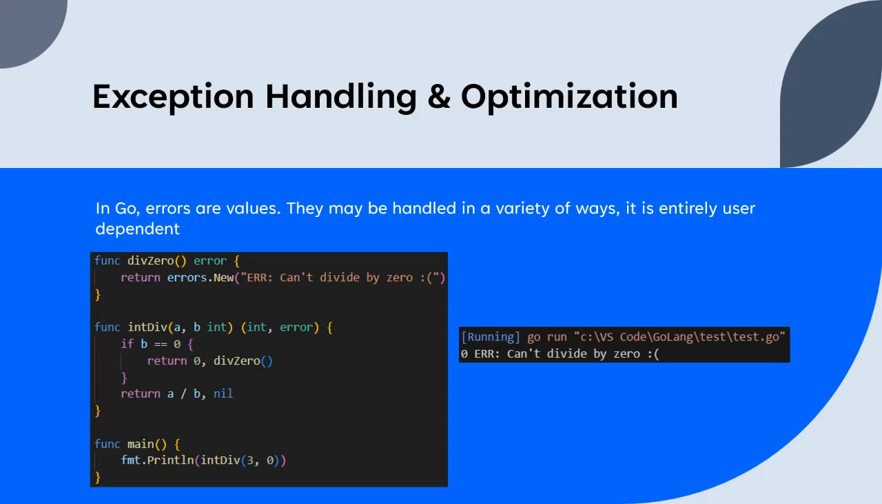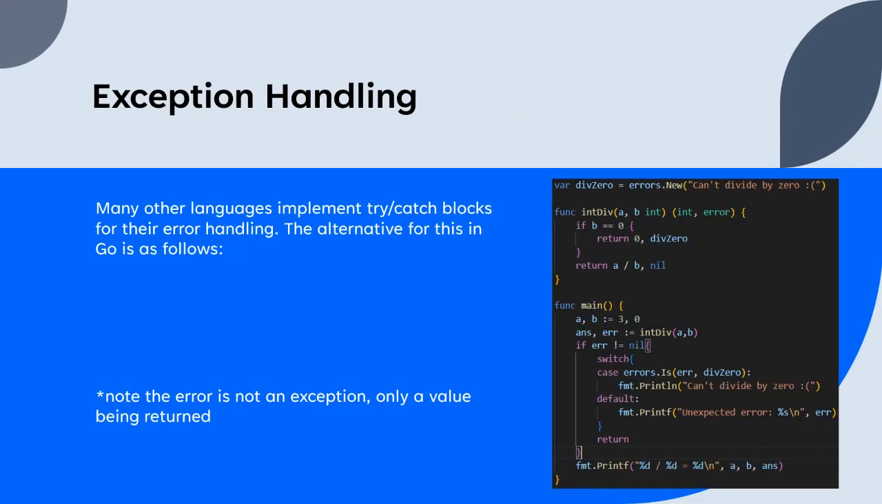If the error is equal to nil, it will perform the function as intended and will return the answer as well as a nil for the error value. For handling multiple error types, many other languages implement try-catch blocks for their error handling. The alternative for this in Go is as follows. Within the if block, one may implement a switch statement for what to do depending upon the error. In our example, if we are dividing by 0 in our function, we will return the div0 error, and if another error is found, this will be the default case of the switch statement, and we will output that error to the console to let the user know what the issue was.